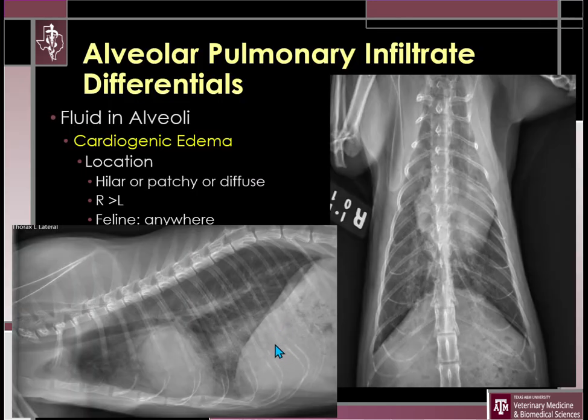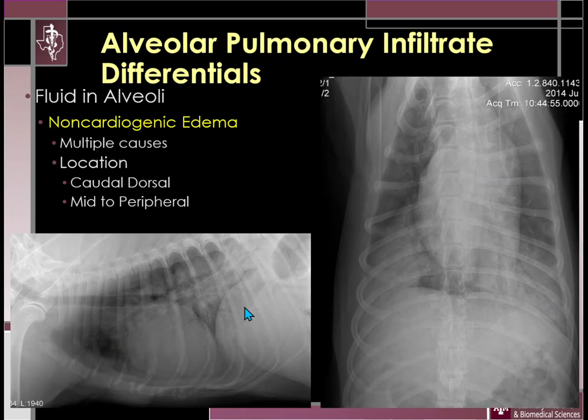Cats with cardiogenic pulmonary edema can have these patterns more patchy and elsewhere. Like this cat, his heart is enlarged, but this pulmonary pattern is multifocal and ill-defined and patchy. And so if a cat has a heart murmur or enlarged pulmonary vessel, or you're suspecting heart failure, the pulmonary pattern doesn't have to be perihilar for it to be cardiogenic edema.